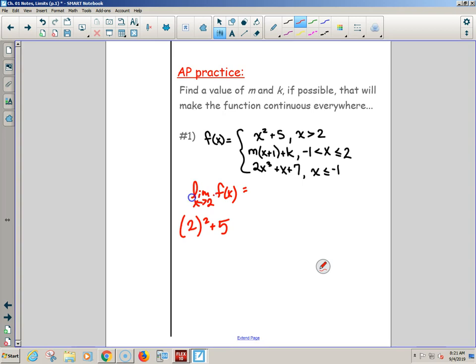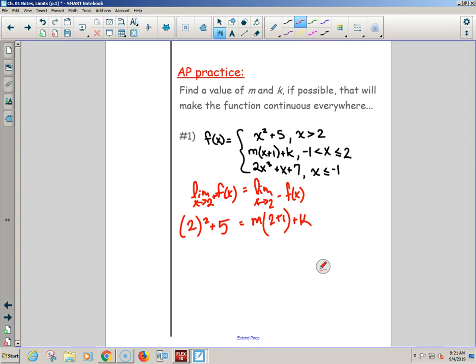So that would be the limit technically. This one's going to be above because it's greater than. This one would be the limit from below, right? To plug into the other piece, and you set those equal if it's continuous. So m times 2 plus 1. You guys saw that wasn't enough, right? I have one equation with 2 unknowns that's algebraically impossible. I can state one in terms of the other.